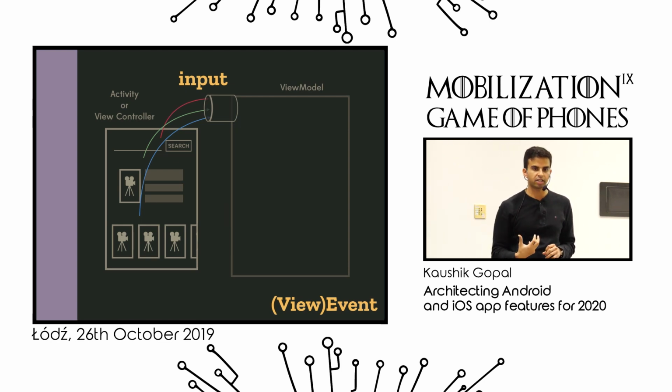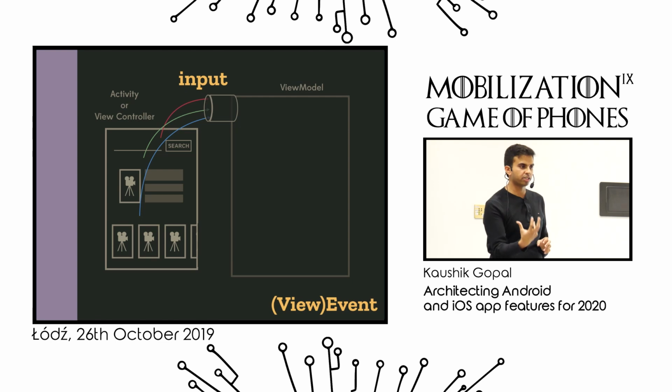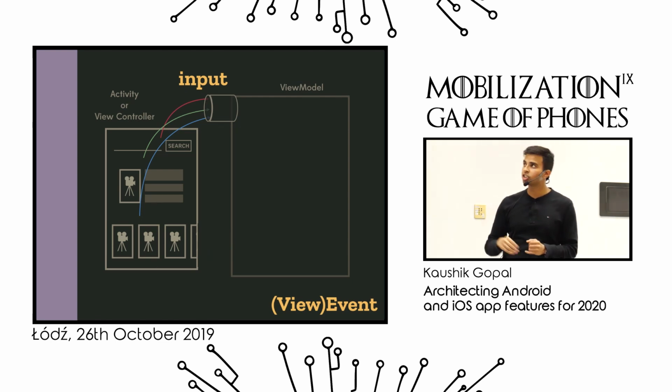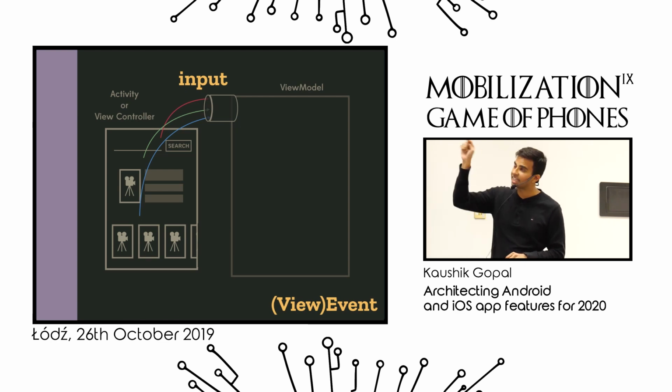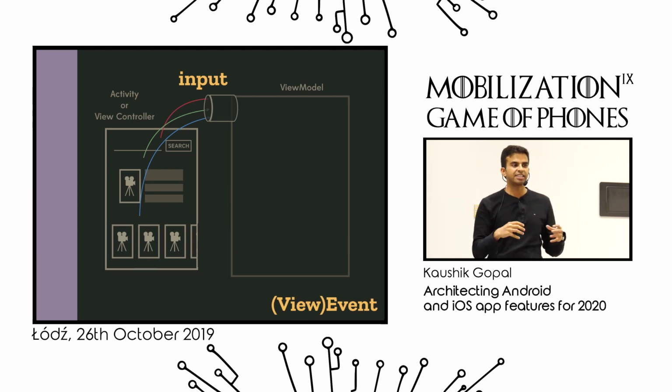What is a view event? Anything in your activity or your view controller that can spawn a change in your user interface. I call that a view event. So like in the movie search example, if I type for a movie and hit the search button, it would cause a search movie event, right? That event will hold the information necessary.